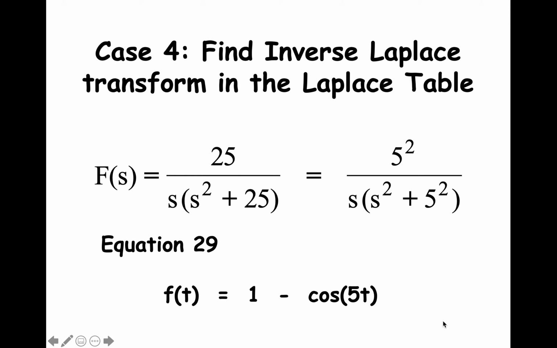The final and fourth case, which we've used multiple times, is simply recognizing the function in column 3 of the Laplace transform table. The example here illustrates that 25 equals 5 squared. When we make the change, the equation can be found to be equation 29 in the table.